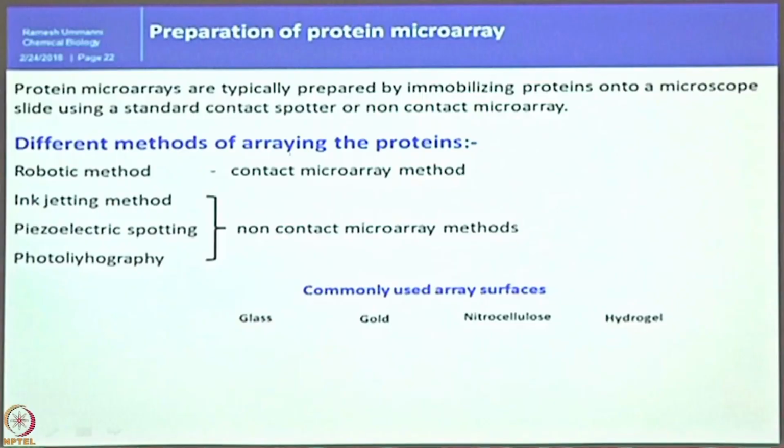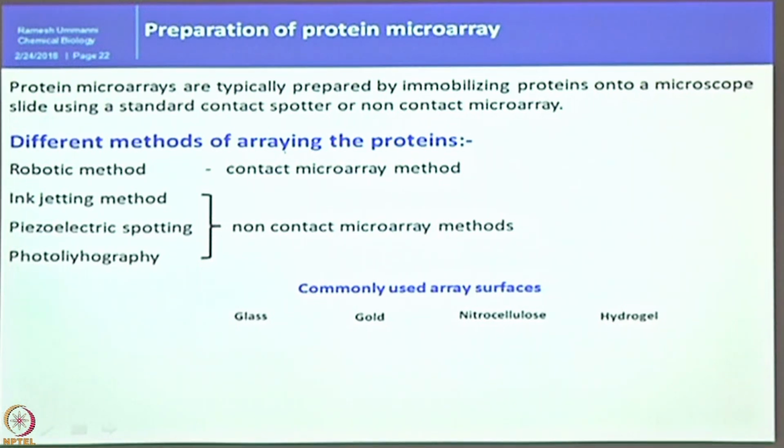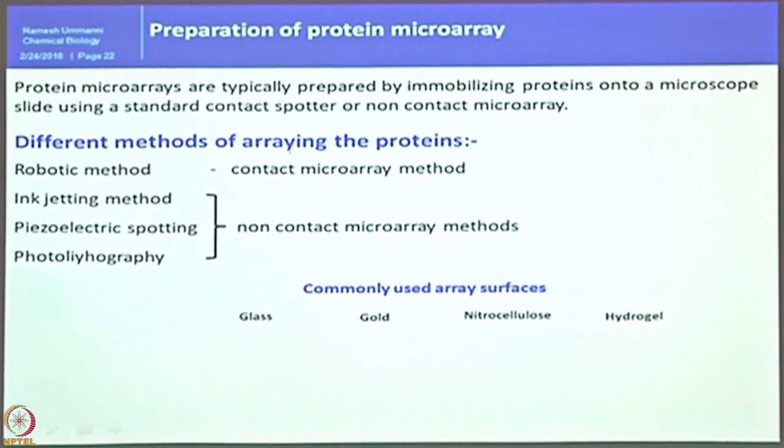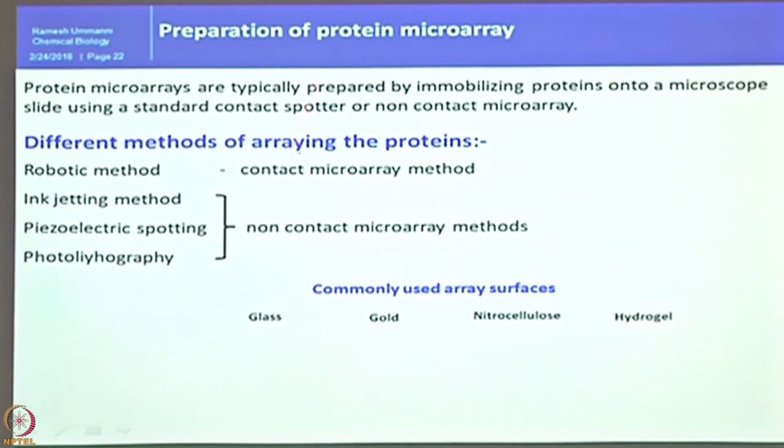So next is the preparation of the protein microarray. Here it is actually important to show you how to print, but I don't have an instrument to print and show you. Definitely the steps are exactly the same as Sanjeeva explained in the morning. The glass slide with the nitrocellulose membrane in white color, and the sample is printed by a small pin from the machine. There are different methods available to print. Protein microarrays are typically prepared by immobilizing the proteins onto a microscope slide using a standard contact spotter or non-contact spotters.